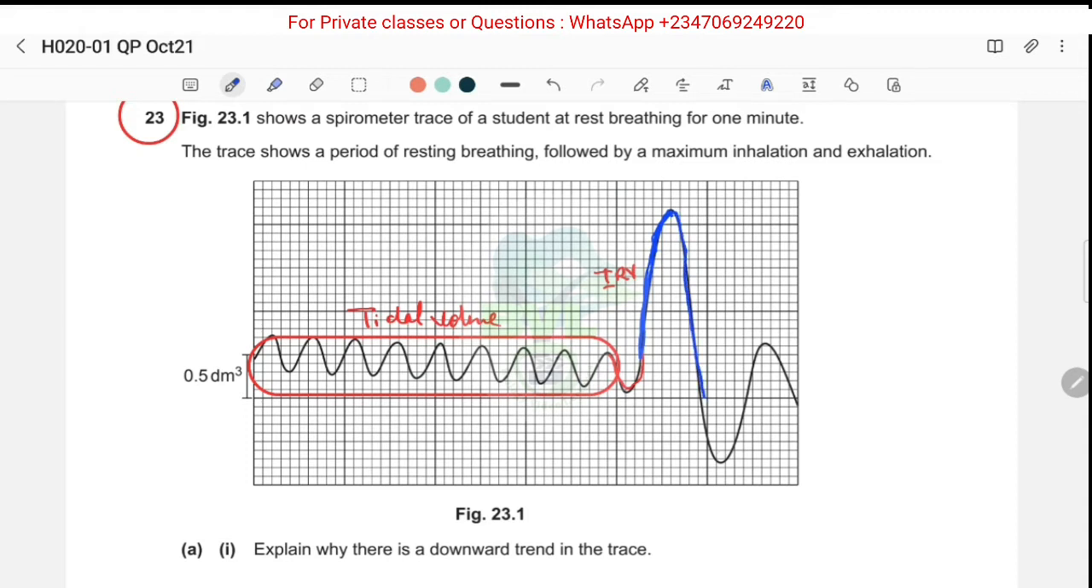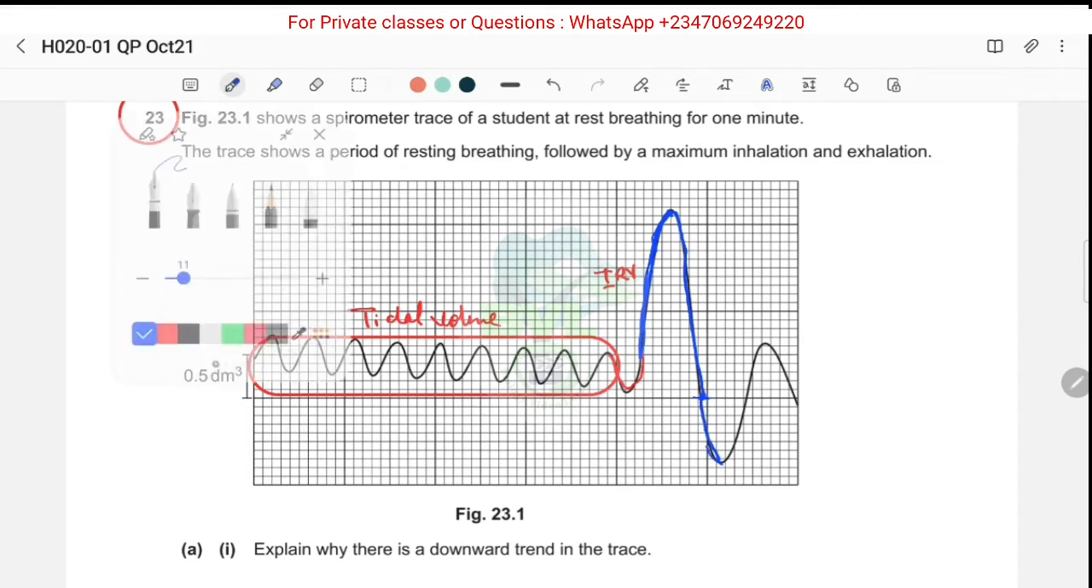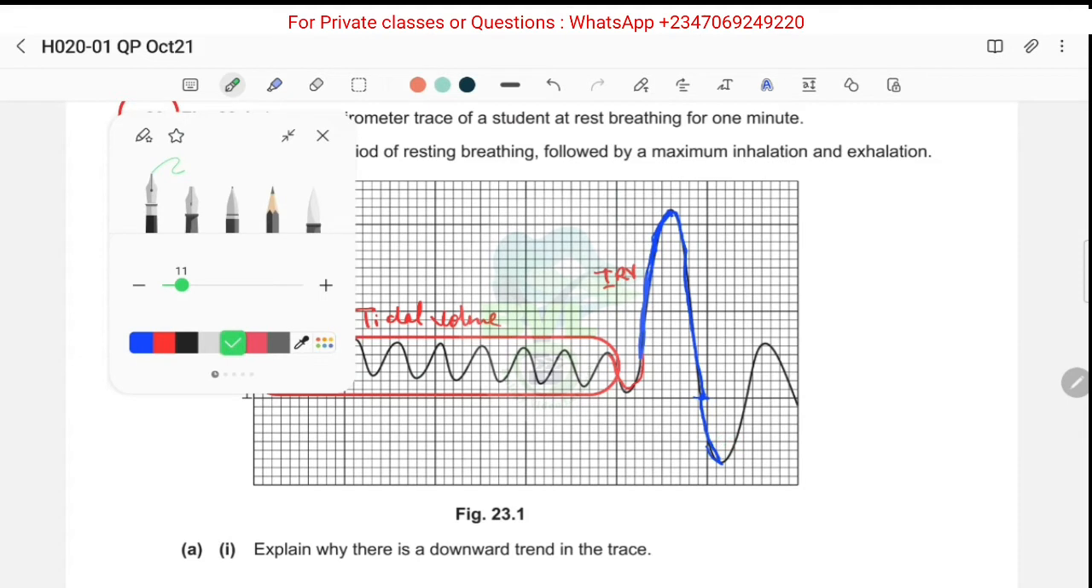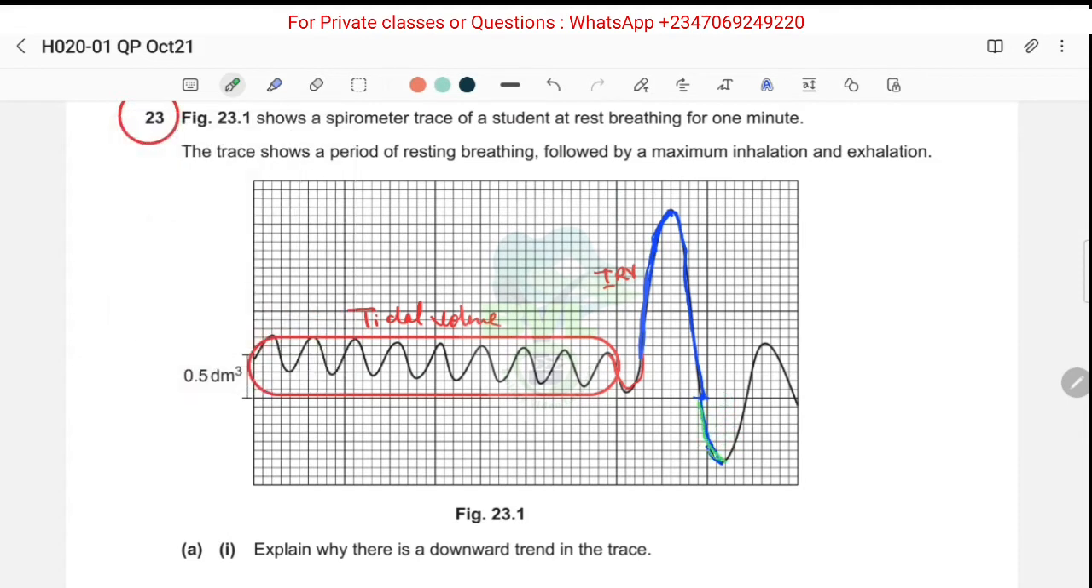Let's now assume the person decided to exhale extra air after the normal tidal volume, which is around here. So that is going to be this one. Let me use another color for that, say green. So this here is called expiratory reserve volume. This is the extra air after normal tidal volume.